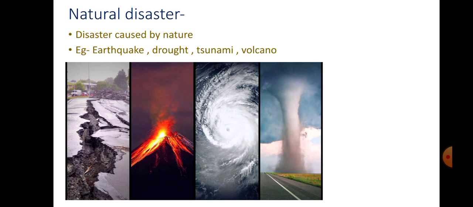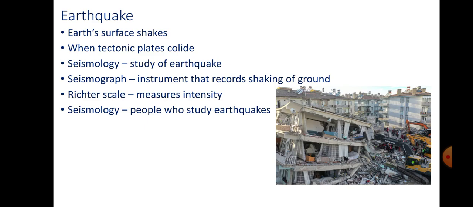In this lesson we are going to discuss all about these four types: earthquake, drought, tsunami, volcano. These are the examples of natural disasters or natural calamities. We will start with our topic earthquake, the first type of natural disaster.